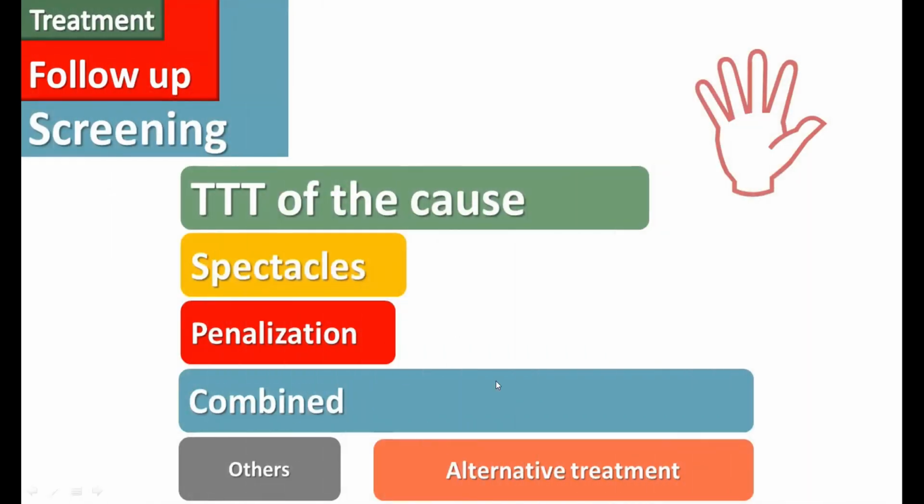Here I added the final slide about what's called alternative treatment. What does this mean? Sometimes you prescribe a patch, but there is no compliance with the patch. So you substitute the patch and use an alternate line of treatment like atropine. So this is a concept in the treatment of amblyopia called alternative treatment.